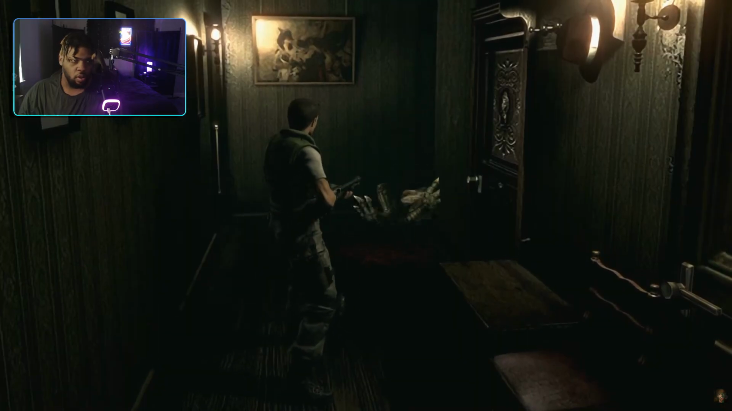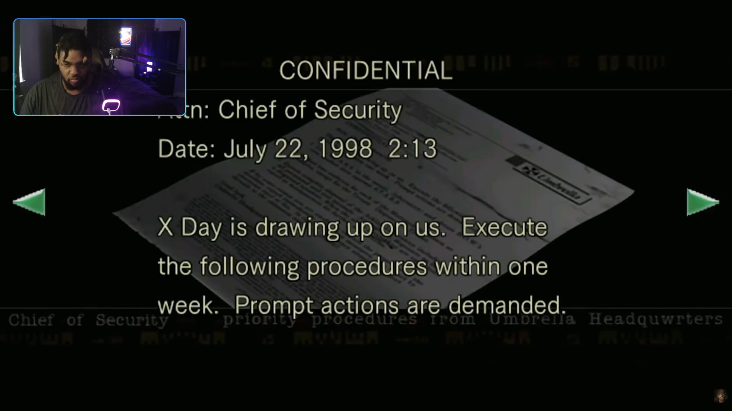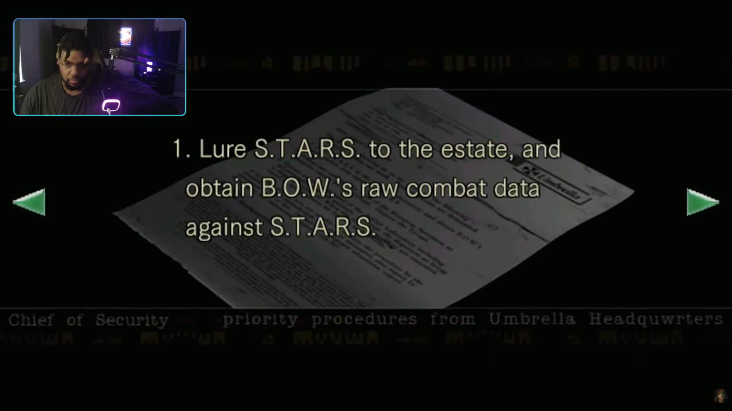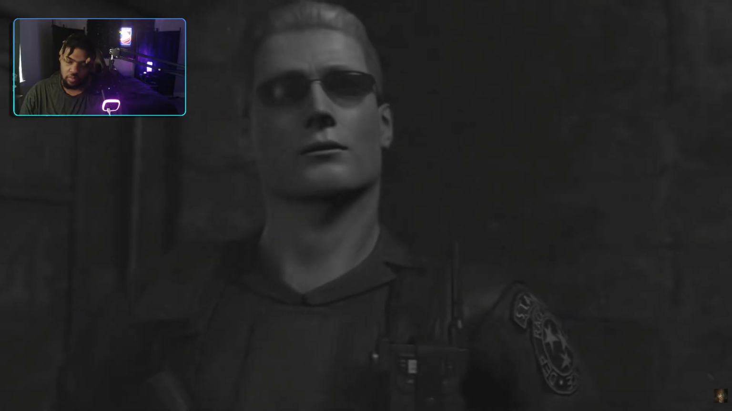Getting back to the mansion, it seems that hunters have decided to join the party. Using the key gotten from the residence, Chris finds a worrying copy of an email, where it mentions something called X-Day, and this was a plan to lure Stars to the mansion to obtain combat data, which, remember, is the plan that Wesker discussed with Dr.